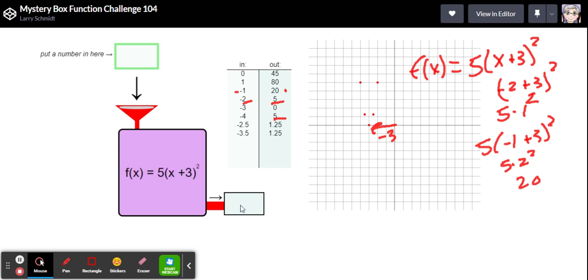So let's go ahead and reveal that. Yeah, we've got 5 times the quantity x plus 3 squared. And let's graph it as well. And there it is, a very narrow parabola racing up to infinity pretty quickly.